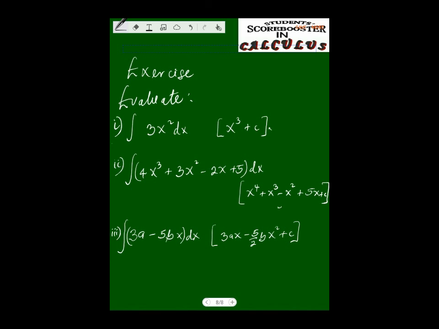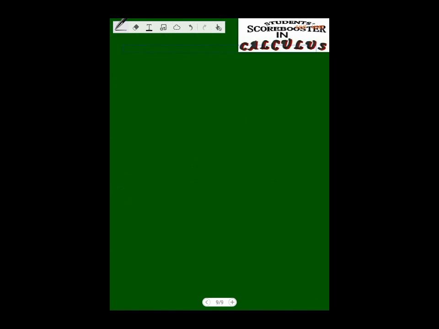So in my next lecture, I'm going to go to the definite integral, and from there we can solve some past questions from them.